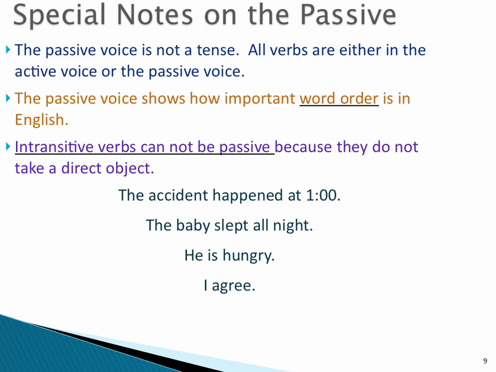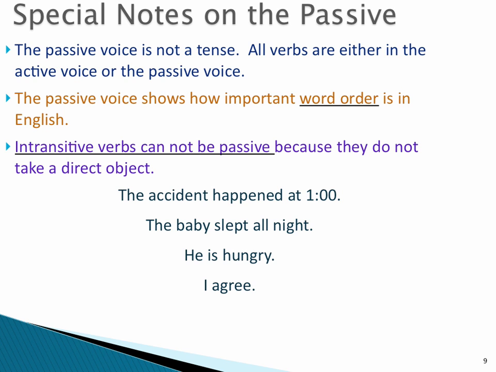The accident happened at 1 o'clock. This sentence has no direct object. At 1 o'clock is a prepositional phrase. The baby slept all night. This sentence does not have a direct object. All night is an adverbial phrase. He is hungry. Hungry is an adjective. I agree. This sentence has no direct object either. Therefore, you can't use any of them in the passive voice.